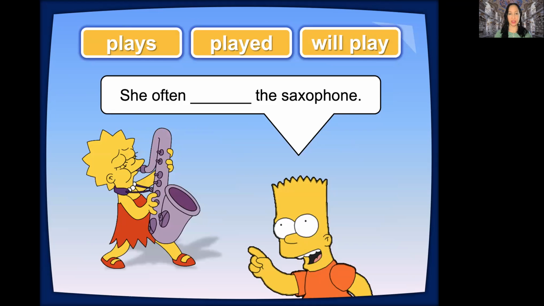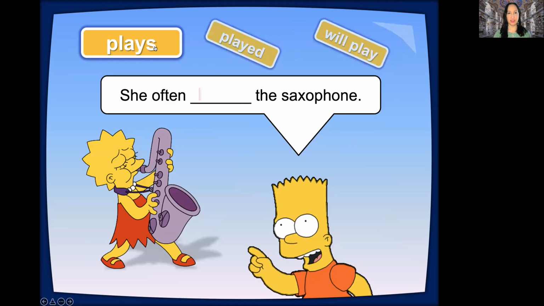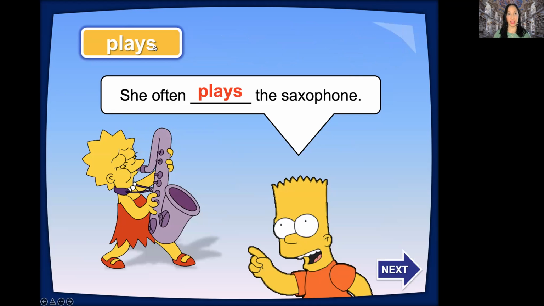All right. There's a clue word in the sentence. Which one is it? That's right, often. She often, what happens? When we often do something, does it happen in the past? Does it happen in the present? Does it happen in the future? It's kind of a generalization, right? Remember the generalization? She often plays the saxophone. That's the present tense, okay?